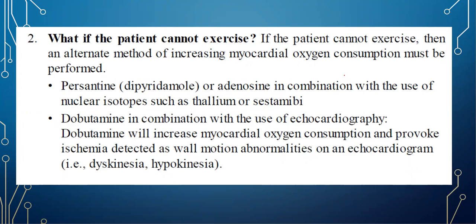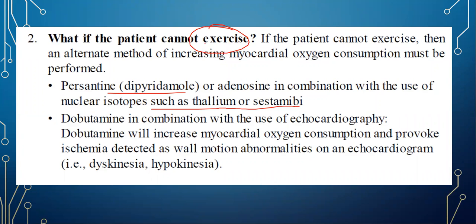to let the heart exercise by giving some chemicals from outside. So that's what we call dobutamine echocardiogram or dipyridamole scan. Give dipyridamole from outside and then you do a thallium scan. The same thing will happen as when the patient was running on a treadmill. So this dipyridamole will act on your heart as if it is doing exercise.